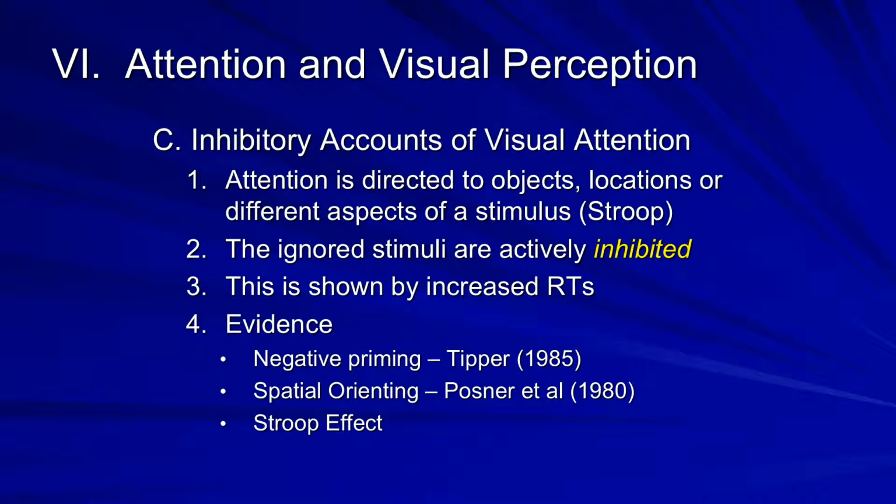We talked already a little bit about spatial orienting, where locations are ignored, and then of course we have the Stroop effect, where it's harder to ignore one aspect of a stimulus over another.